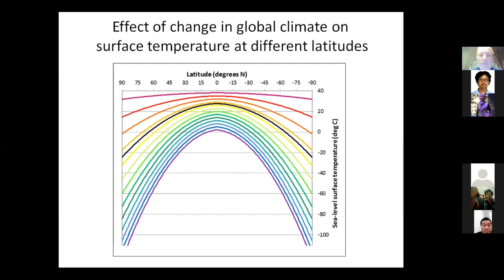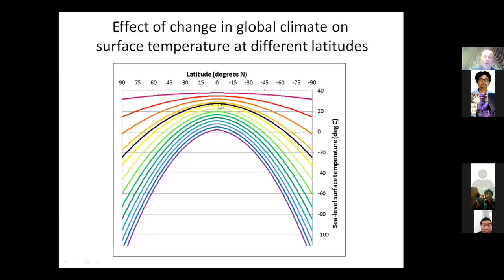But something that most people miss out on is that if I say global climate changed by, let's say, 3 degrees, did it change by 3 degrees everywhere? The clear answer is no. It changes very little at the equator, from warm periods to cool periods. But it changes a huge amount as we move toward the poles. That's what this diagram shows.